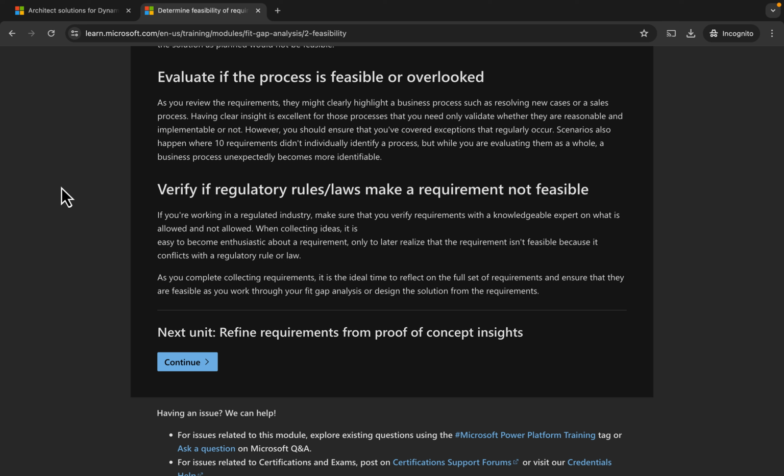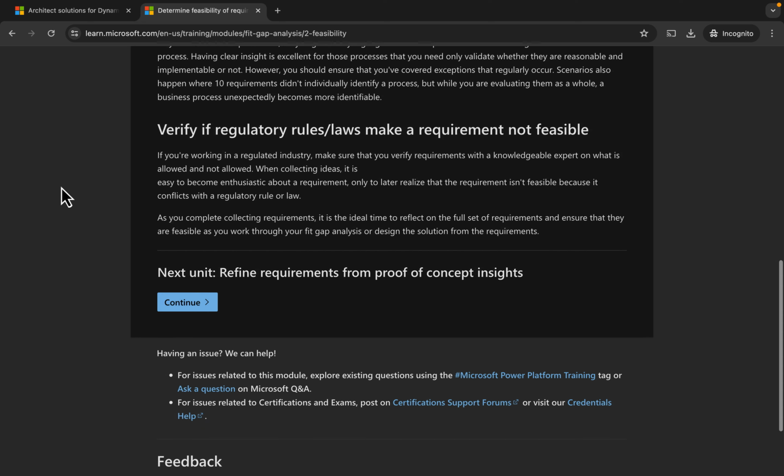Scenarios also happen where 10 requirements didn't individually identify a process, but while you are evaluating them as a whole, a business process unexpectedly becomes more identifiable.